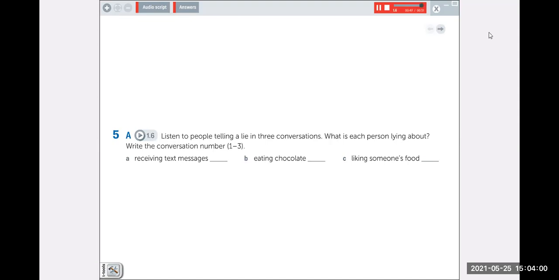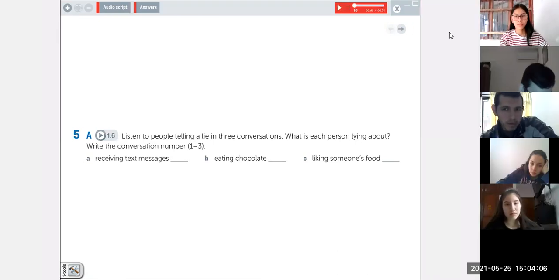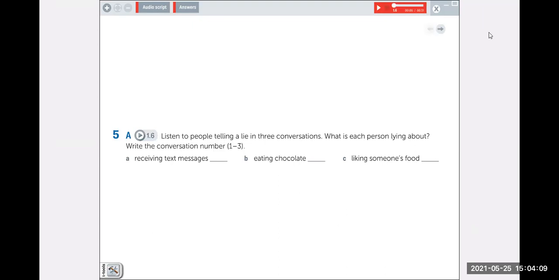Okay, so what do you think? Which of the topics did they talk about in conversation number 1? Eating chocolate, right? Very good. Number 2, topic number 2. Receiving text messages, very good. And of course, this is number 3, right?